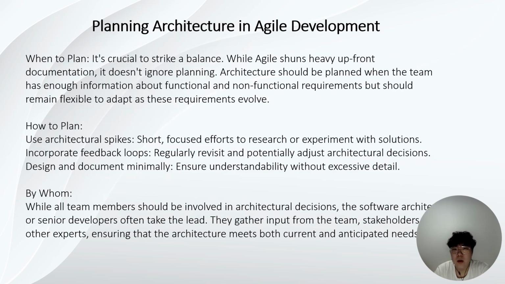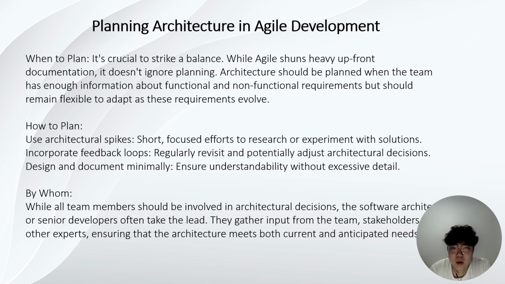When to plan, it's crucial to strike a balance. Agile doesn't require heavy upfront documentation, but it doesn't ignore planning. Architecture should be planned when the team has enough information about functional and non-functional requirements, but should remain flexible to adapt as these requirements evolve.